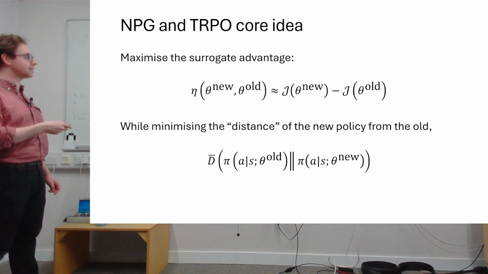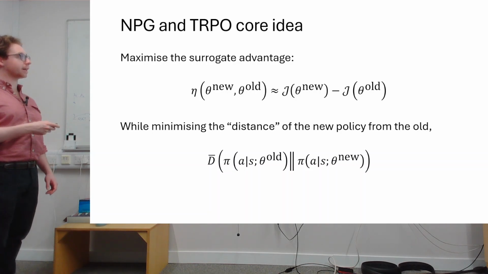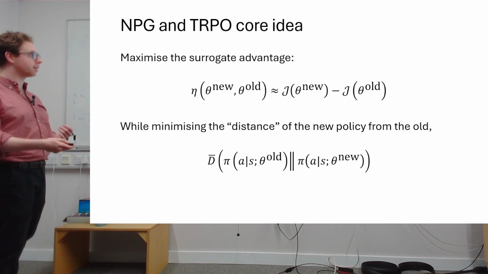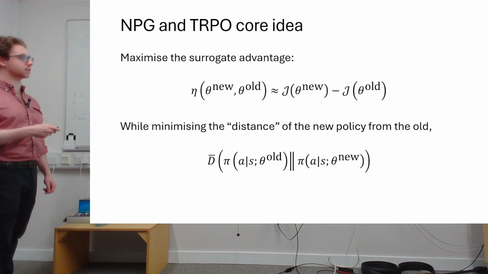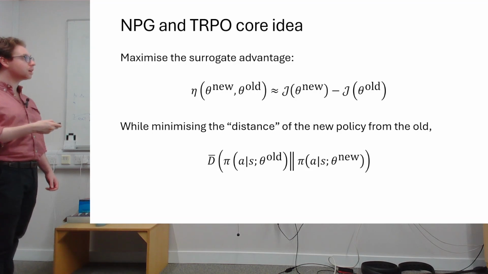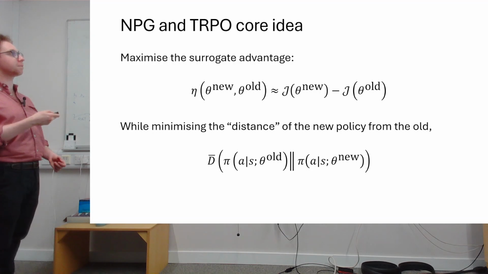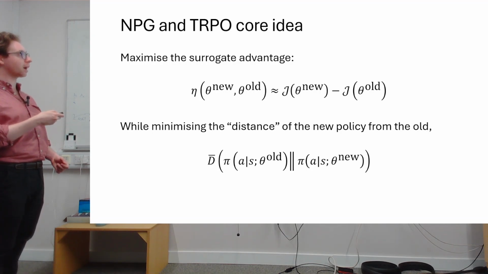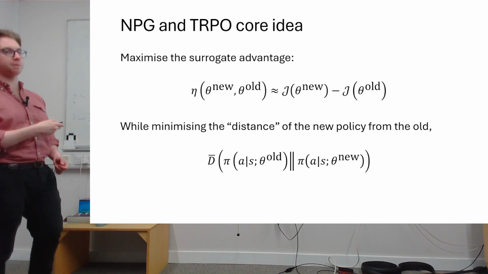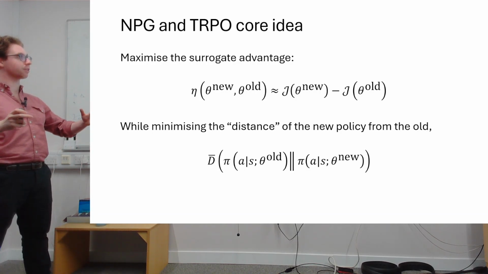So we're going to have a measure of distance, and this distance is going to measure how far away our new policy is from our old policy. And we're going to try to optimize the surrogate advantage subject to a constraint or penalty on how far away the policies are from one another. And the idea is that this will force our policies to remain close, and therefore optimizing the surrogate advantage when the policies are close is going to amount to optimizing the policy improvement, because when they're close, these two things are approximately equal to one another. All right? So this is the core idea that both of these two algorithms are going to build off.